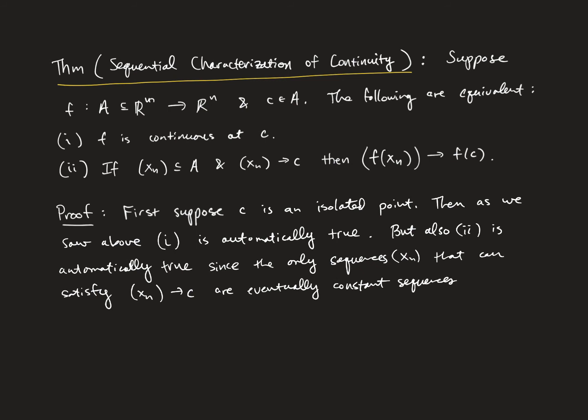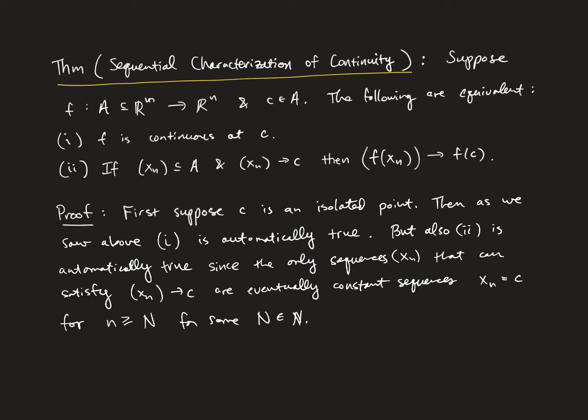Right, this point is isolated, so the only way you can have this sequence getting arbitrarily close to C, the only points in A arbitrarily close to C is the point C itself. So our eventually constant sequences have xn equals C for n bigger than or equal to some capital N, for some big N in the natural numbers.